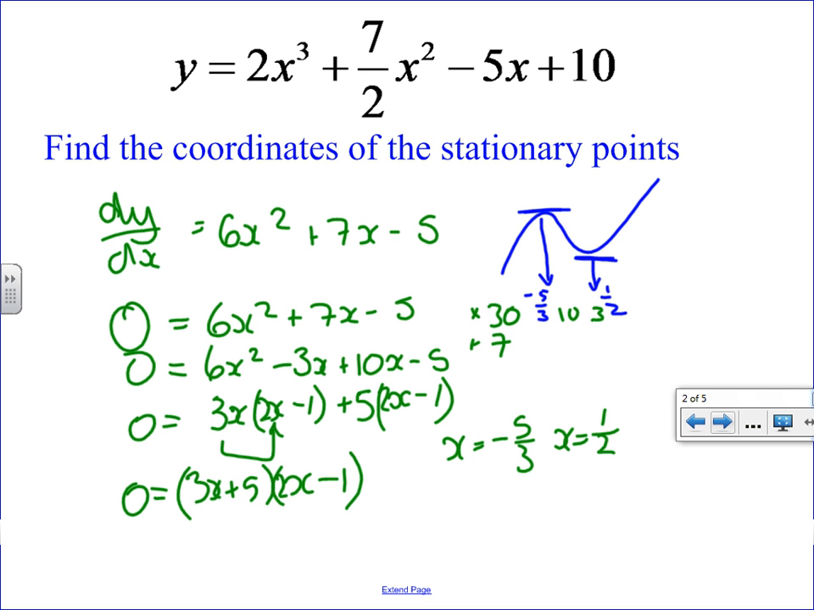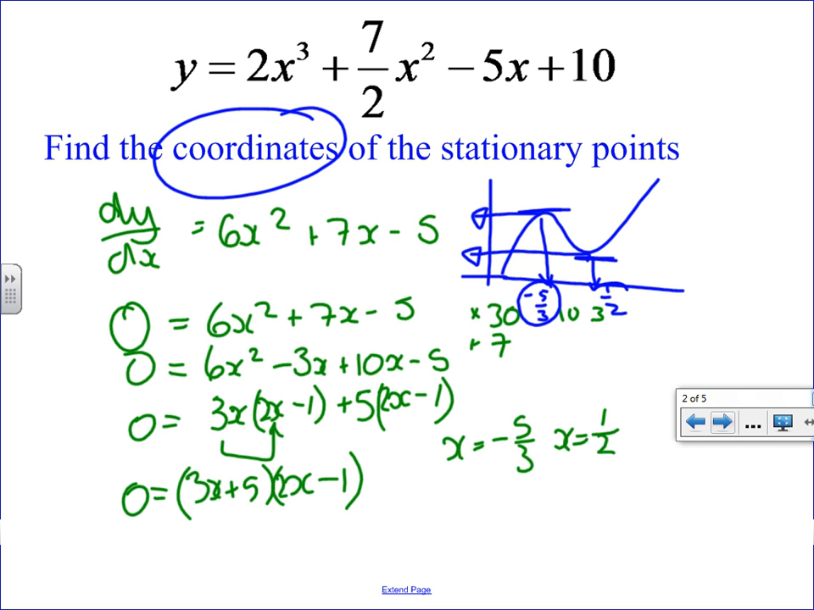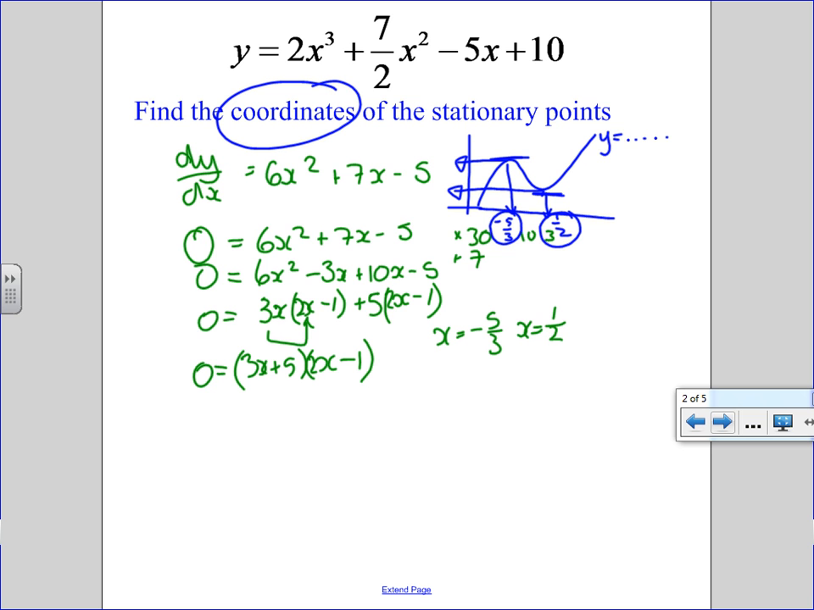But what we're asked for is coordinates, which means that we need the y coordinate as well, which is what would be over here on the y-axis. The way that we get that is we put our x values into the original function. So we need to put each of them in individually. Let's look at x is minus 5 over 3. y is 2 lots of minus 5 over 3 cubed plus 7 over 2.